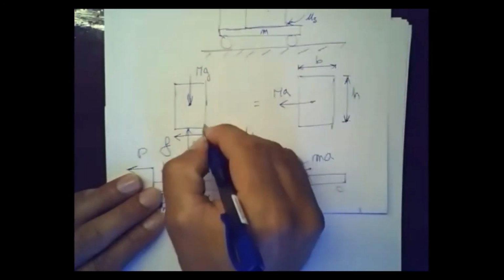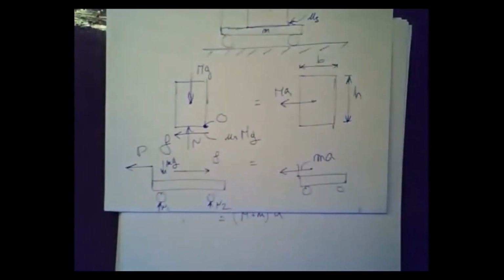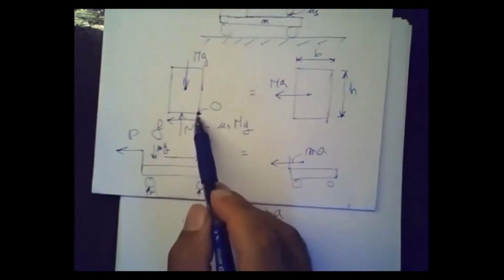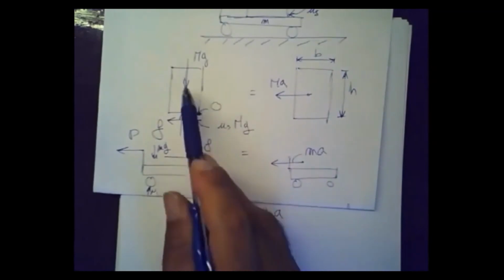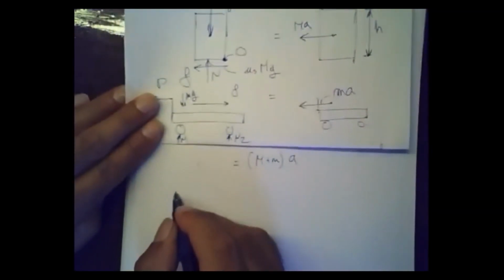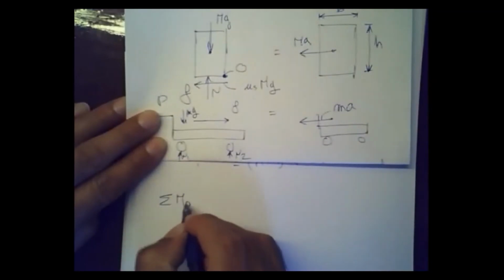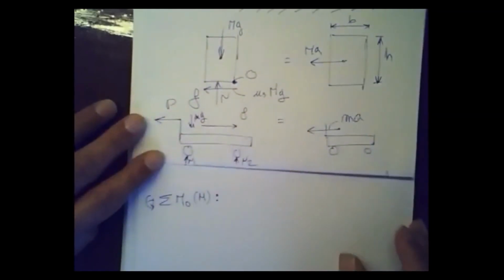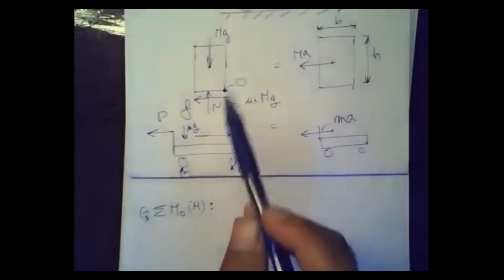Okay. Let us take this point and assume it is point O. So how can I find the maximum force P that would do that? What I can do is sum the moments about point O on that rigid body, on the big block. If I sum the moments about O on the bigger block, and assume this is my clockwise direction, what would the moment look like? Can someone tell me, what is the moment of mg, for example?